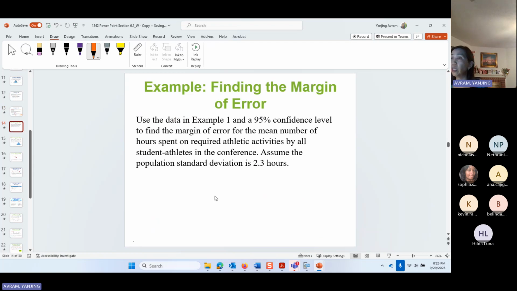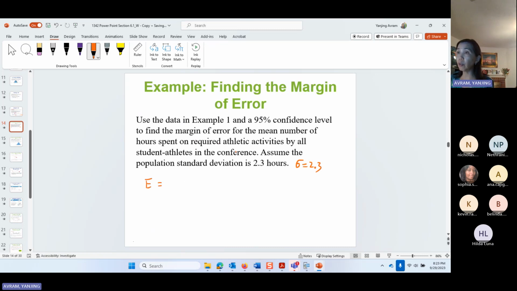Okay, so let's look at this one right here. How do we find the margin of error? Using the data in example 1 and a 95% confidence level, find the margin of error for the mean number of hours spent on required athletic activities by all student athletes in a conference. Assume the population standard deviation is 2.3 hours. So that means sigma is 2.3, right? And then we want to find the margin of error.